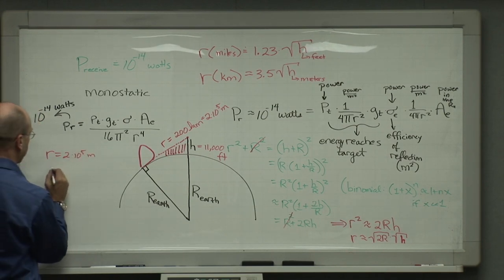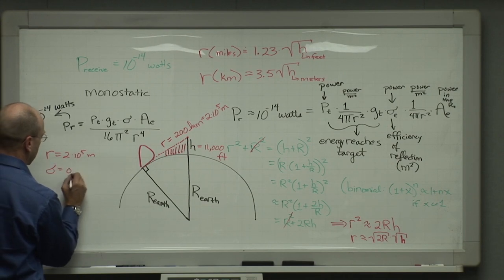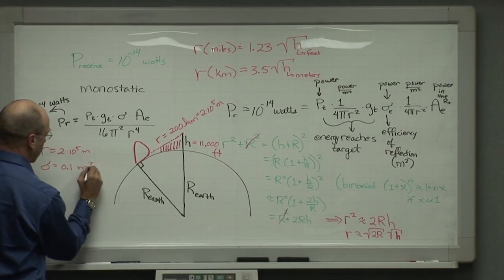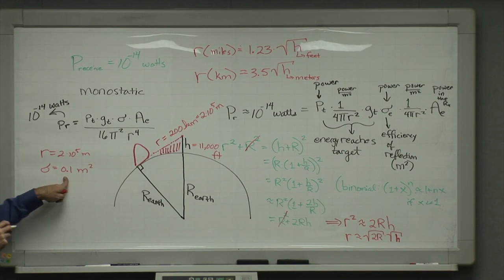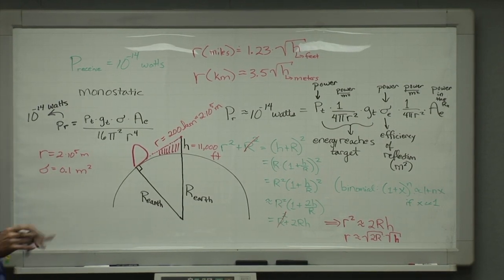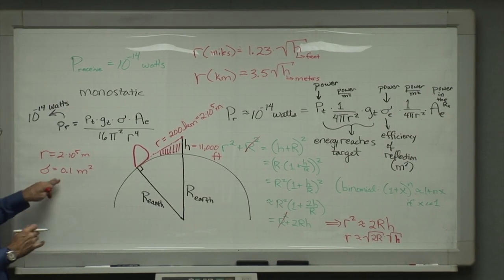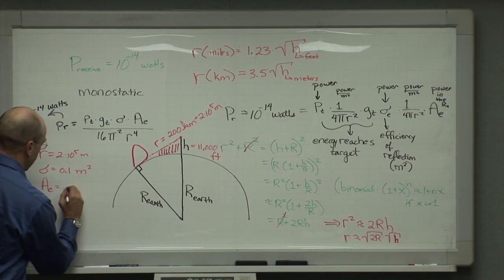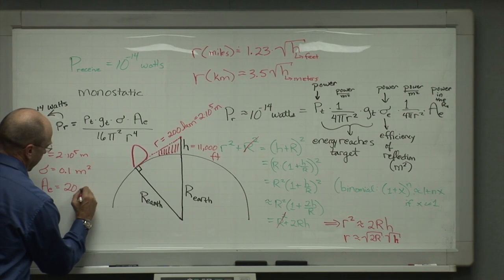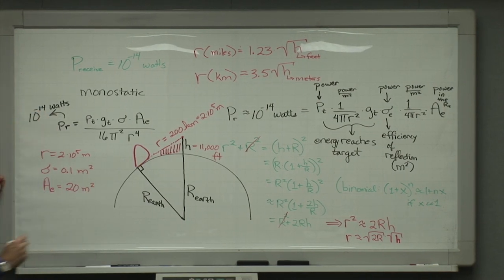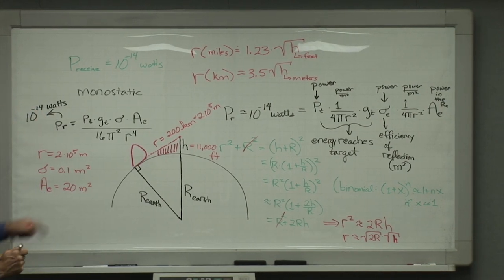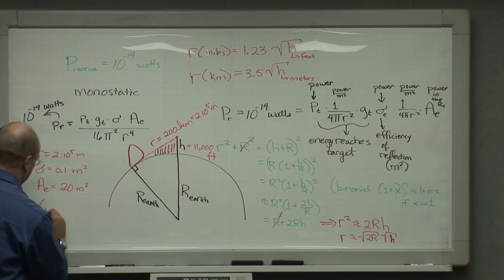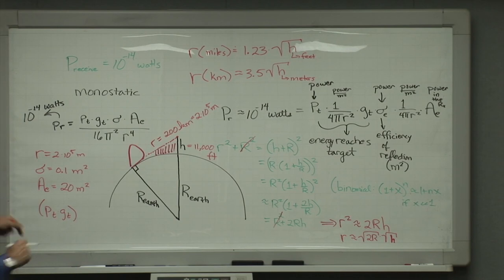Okay, and we'll set sigma, the cross section, equal to a tenth of a square meter. This is not the same as a physical cross section of a target, but this is a good number to use. We'll set the effective aperture for the radar antenna equal to, let's say, 20 square meters, and we're going to keep PT and GT for the moment as a product. I'm not going to worry about those two at the moment.